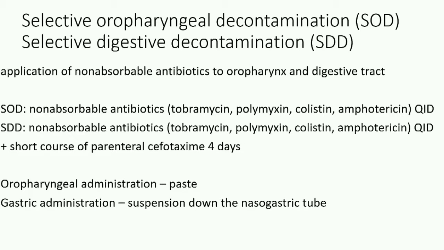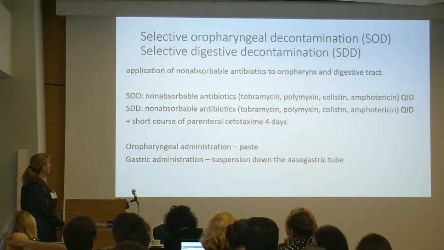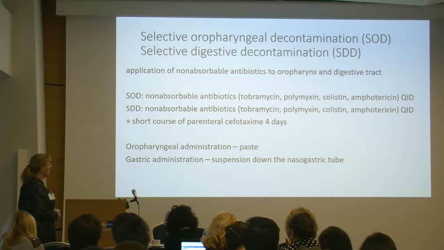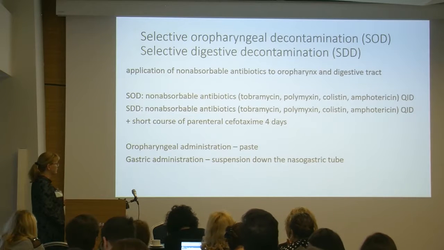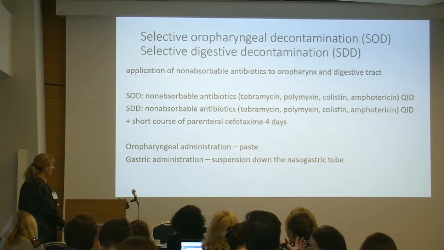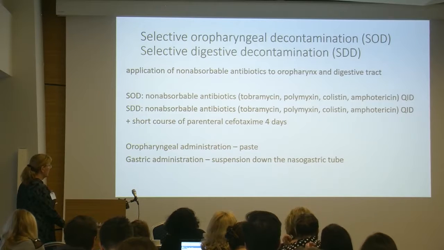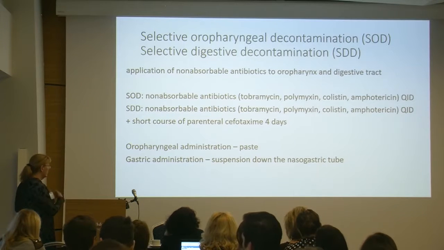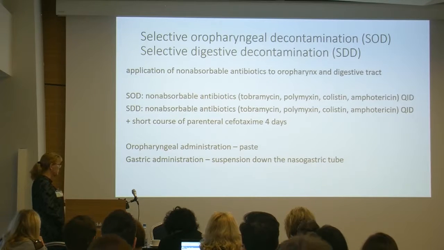So what about SOD and SDD? What is the formula here? We use non-absorbable antibiotics, usually tobramycin, polymyxin, colistin, amphotericin, gentamicin, sometimes also vancomycin, 4 times a day. And in SDD, we add also the short course of parenteral cefotaxime for 4 days. You use a paste to apply in the mouth, and you can use a suspension, you put it down the gastric tube.